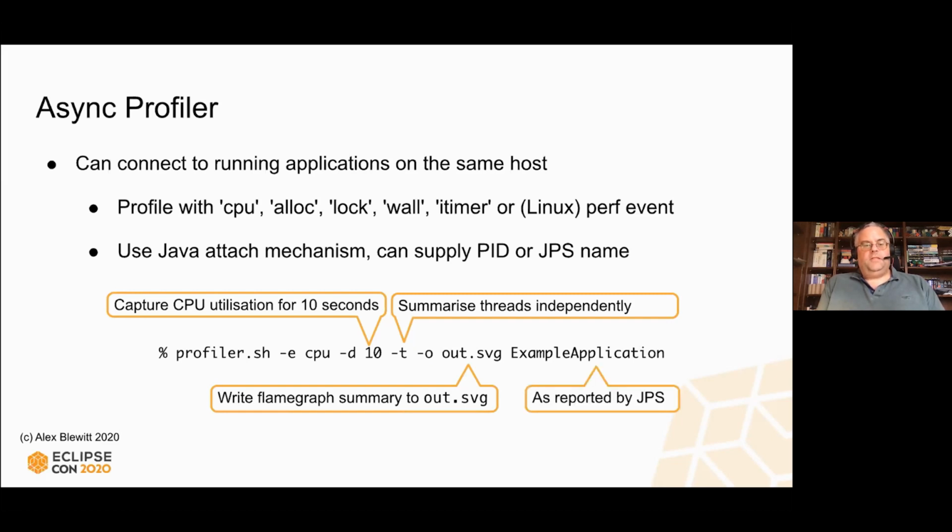And you can also pass in the example name as reported by JPS. So when you run JPS, it will show you what Java commands are running on your machine. They will typically be the fully qualified name of the main class that you started on there. That doesn't work at the moment on macOS. I've raised an issue and provided a fix for that, so that should be something that we can do in the future.